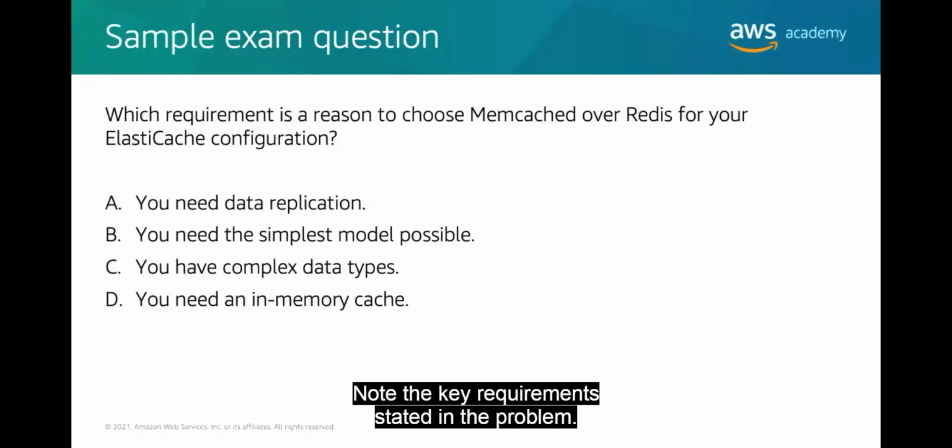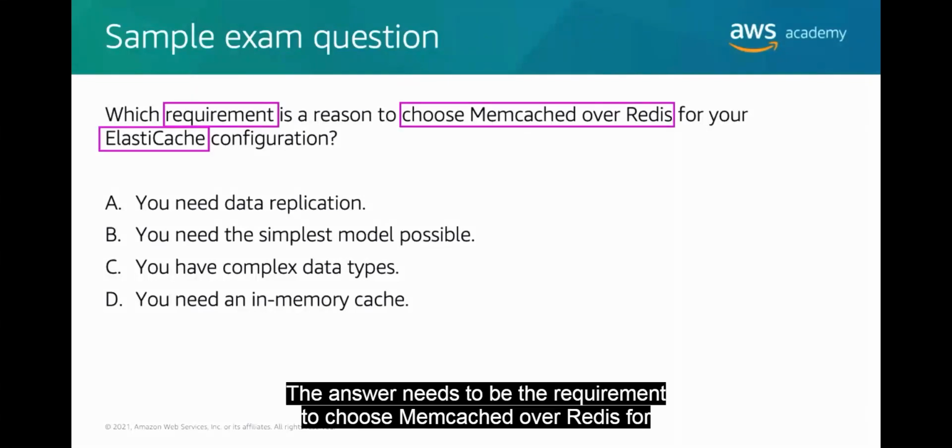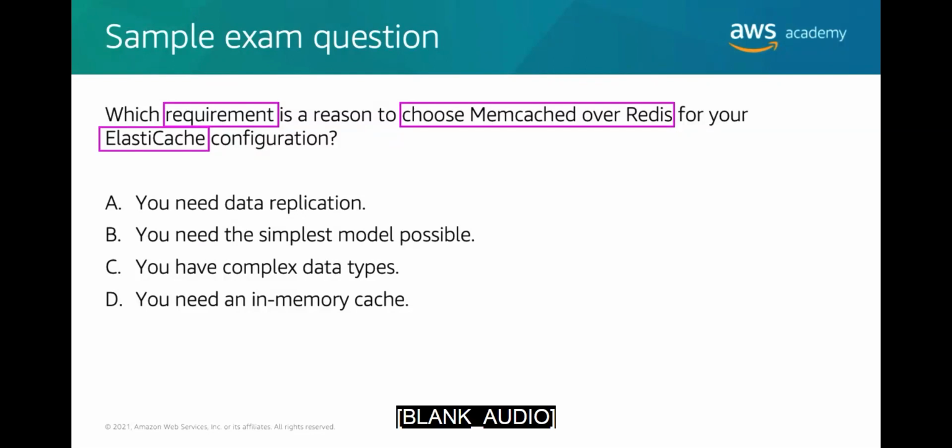Note the key requirements stated in the problem. The answer needs to be the requirement to choose Memcached over Redis for ElastiCache. Consider the answer choices and rule them out based on these key requirements. Let's pause a few seconds before discussing the correct answer. If you need more time to consider the answer choices, pause the video.